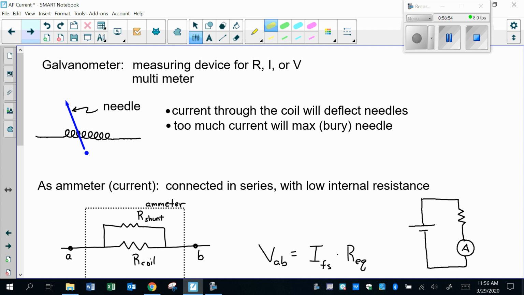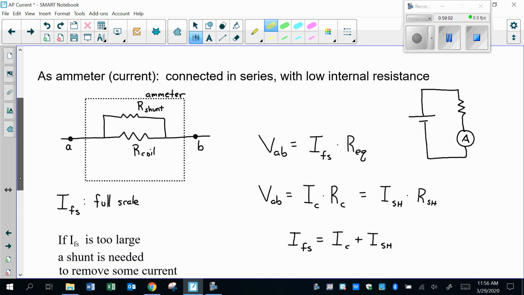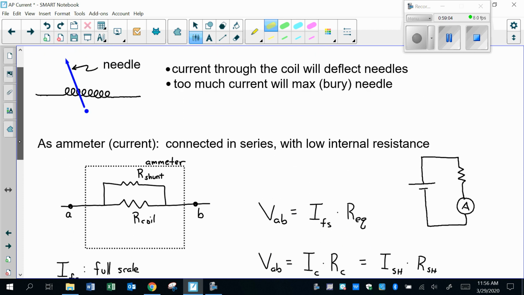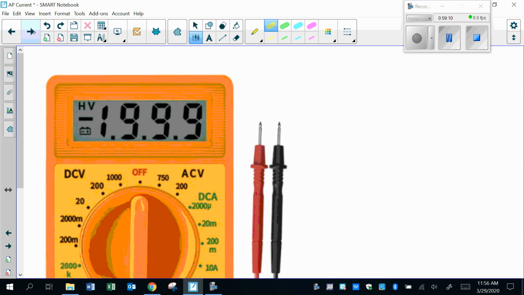All right, so that puts us at about an hour. I think we'll hold off on the galvanometer. A galvanometer, if you want to check it out, read up on it, is basically how we measure things like current and voltage. If I scan a couple ahead, this right here is called a multimeter.